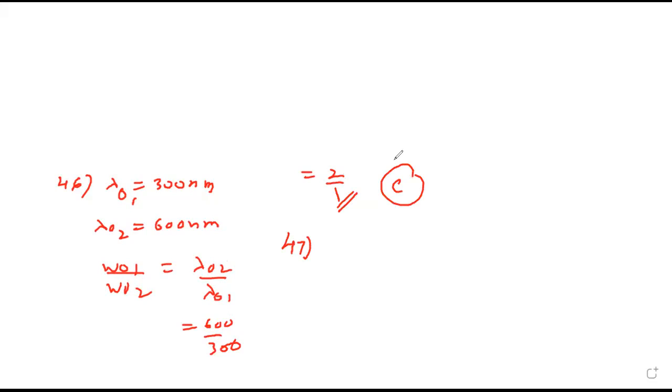47. Number of ejected photoelectrons increases with increase in intensity. That's it.